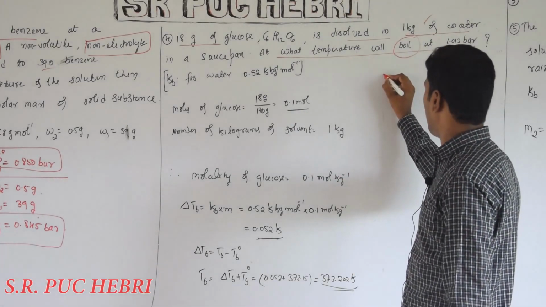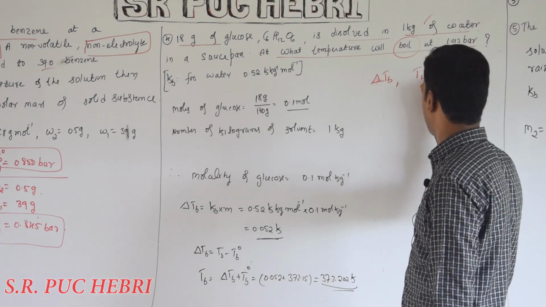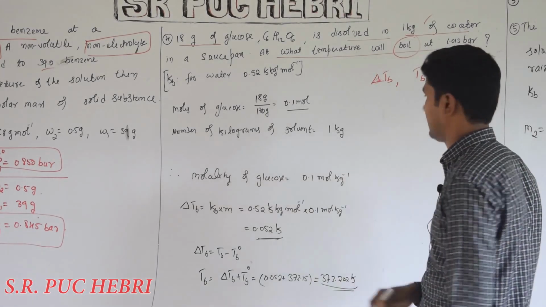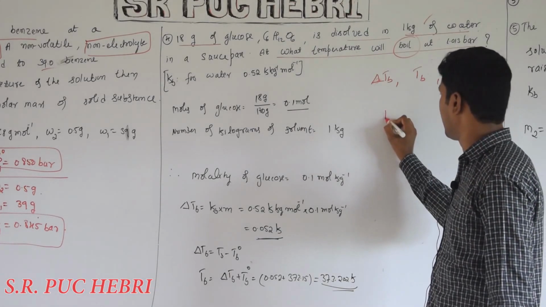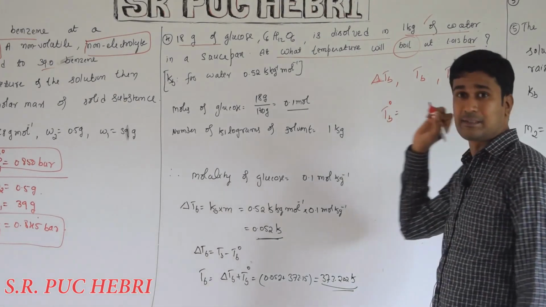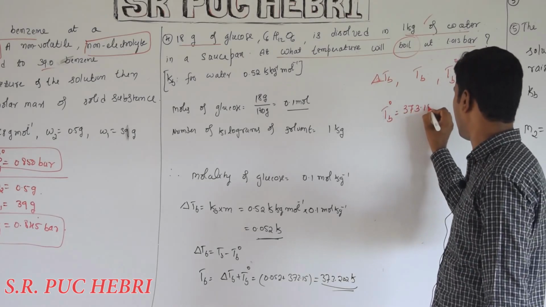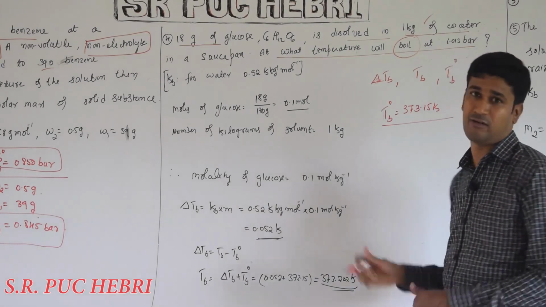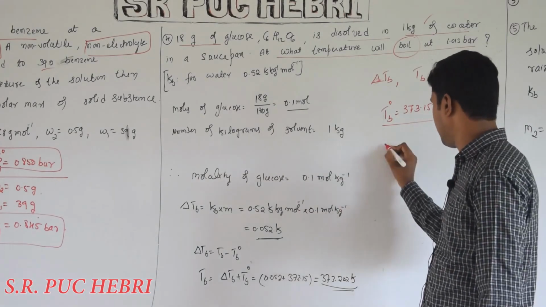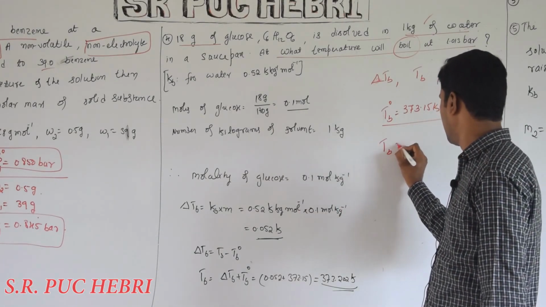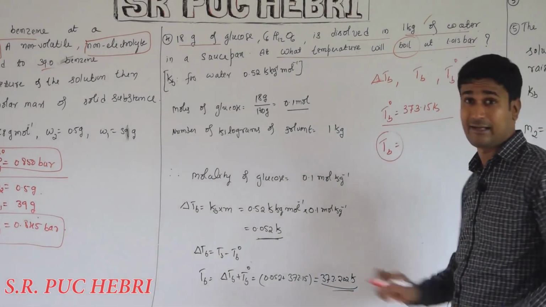We know about these terms: delta TB, TB and TB naught. Tell me what delta TB is, what TB is, and what TB naught is. So what is TB naught? The boiling point of pure water, how much is it? 373.15 Kelvin. You know this, boiling point of pure water. After the addition of solute, the boiling point will change, it increases and it becomes TB. But it is not given, we have to calculate TB.